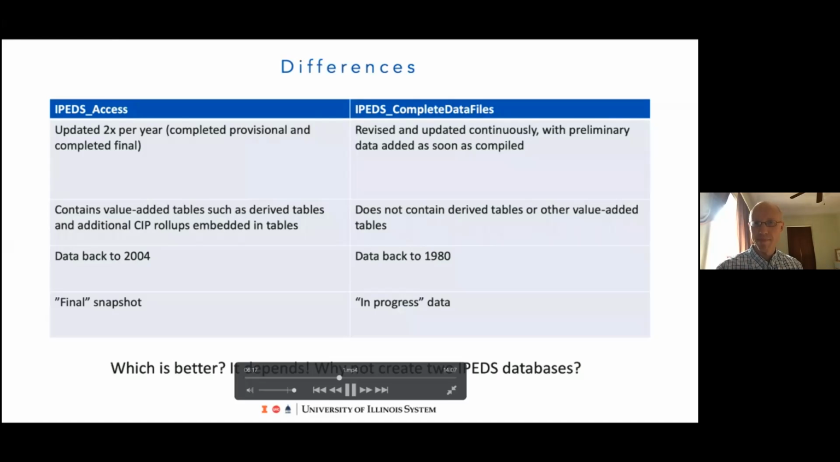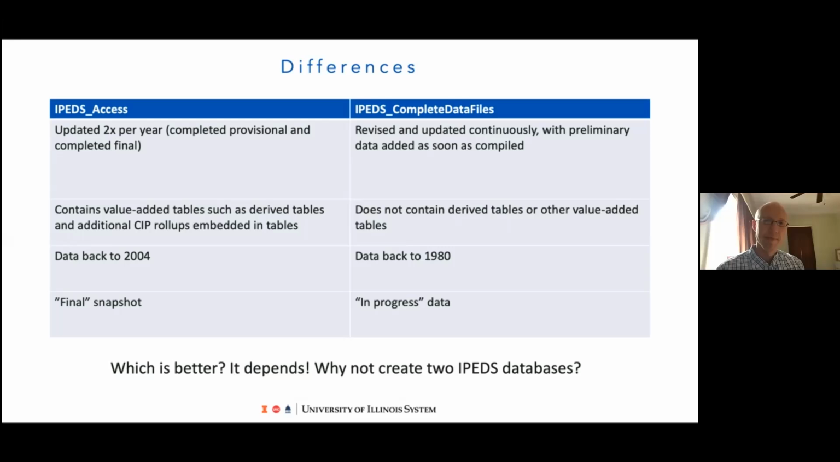In terms of IPEDS Access, there also are value-added tables, such as derived tables. I know a lot of schools use those, including us. There are also some roll-ups that are embedded in a few of the tables. The complete data files don't have those derived tables or other value-added tables. And another difference, the IPEDS Access data only goes back to 2004, whereas the complete data files go all the way back to 1980. Although the further you go back past 2004, the differences in the data formatting or the columns themselves become kind of a problem.